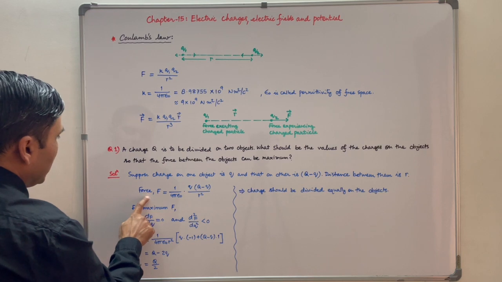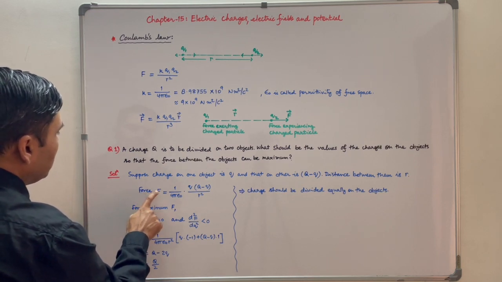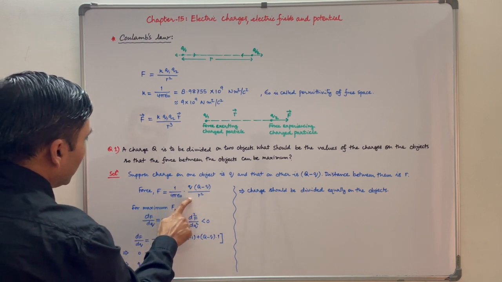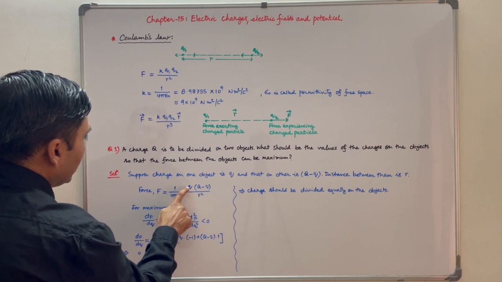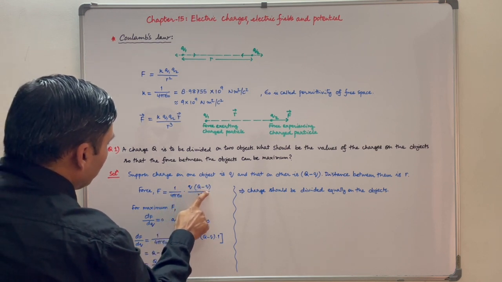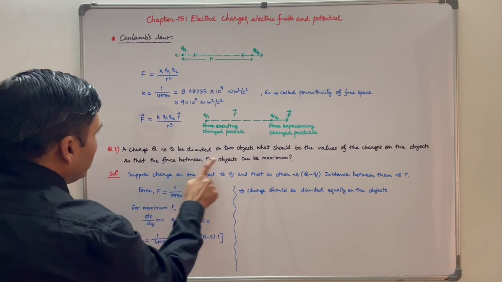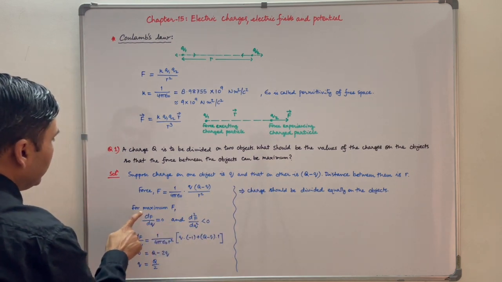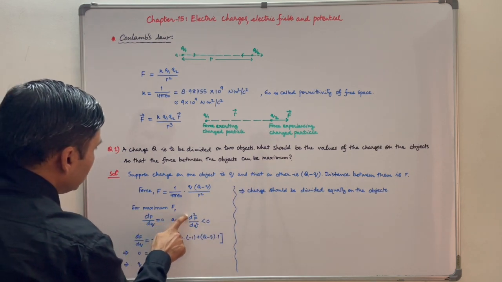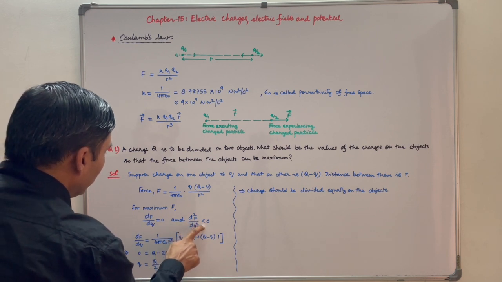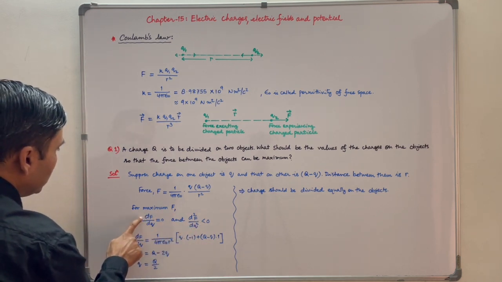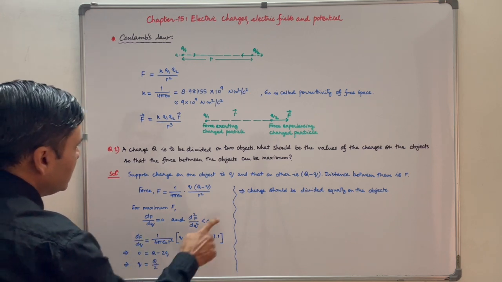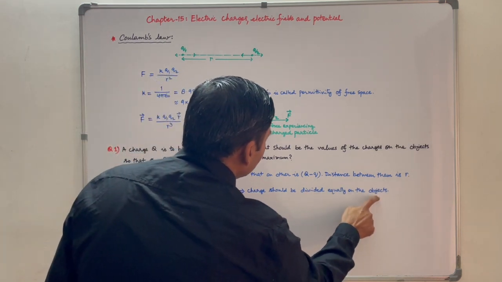So the force exerted by one charged particle on the other is given by the formula F = 1/(4πε0) q1 q2 / r². Here q1 is small q and q2 is capital Q minus small q. It is given that the force has to be maximum, so we will apply the maxima condition. The maxima condition will be dF/dq = 0 and d²F/dq² < 0. When we do dF/dq = 0, we get small q = Q/2. That means the charge should be divided equally on both the objects.